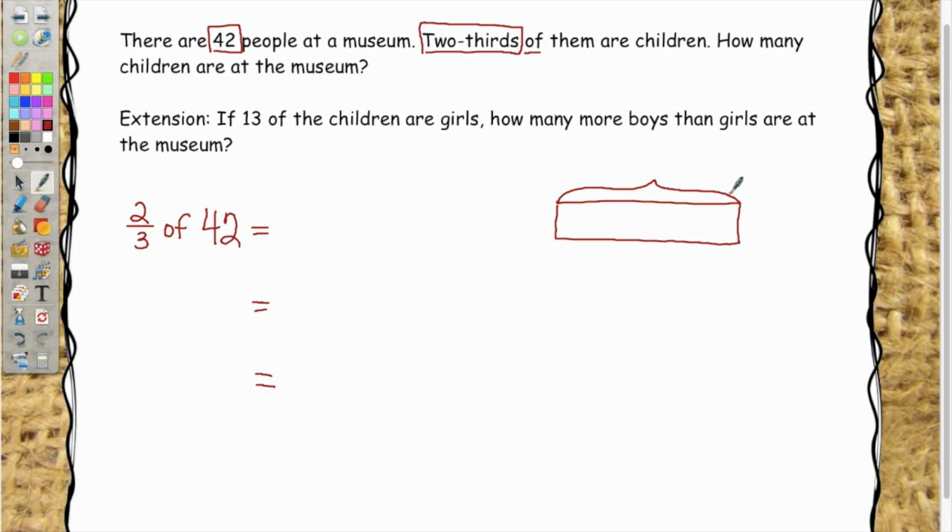What's my total? 42. Do I have a denominator? Yes. What's my denominator? 3. Is that also my divisor? Yes. So I can divide this into how many equal parts? 3. How many am I trying to figure out? 2. 2/3. So you should set it up like that.